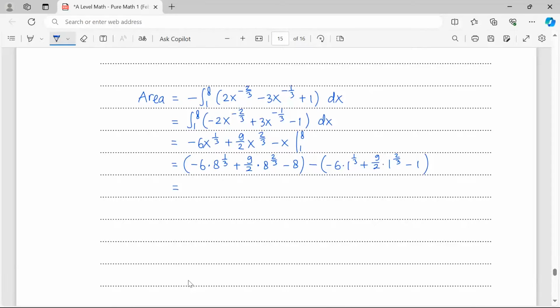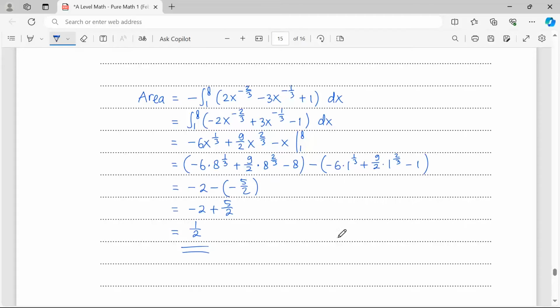So work this out. The first one here, you will get negative 2, and then minus, for the second one here, you will get negative 5/2. So this is equal to negative 2 plus 5/2. That means the area is equal to 1/2.